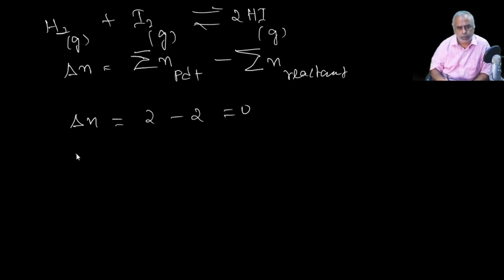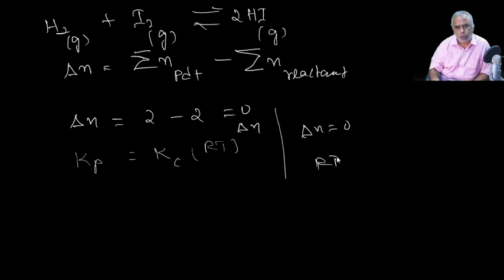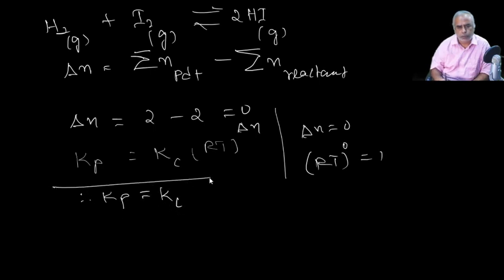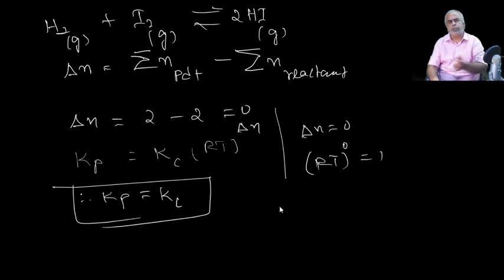Now we can apply our equation. Kp is equal to Kc into RT whole power delta n. So in this case, delta n is equal to 0, and RT whole power 0, anything power 0 is equal to 1. Therefore Kp is equal to Kc, hence proved. Likewise we can find out the relationship between Kp and Kc, whether Kp is greater than Kc, or Kc is greater than Kp, or Kp and Kc are equal. So for various examples you can work it out.